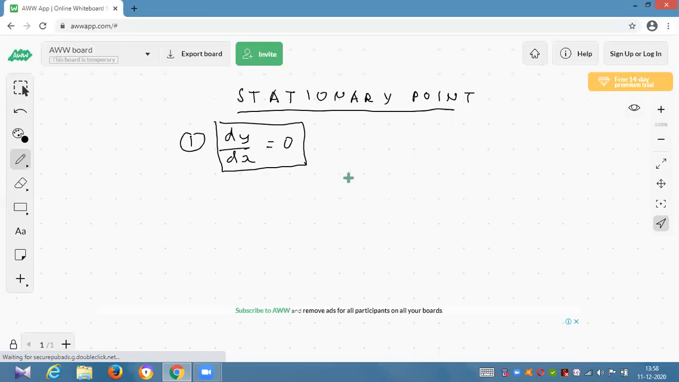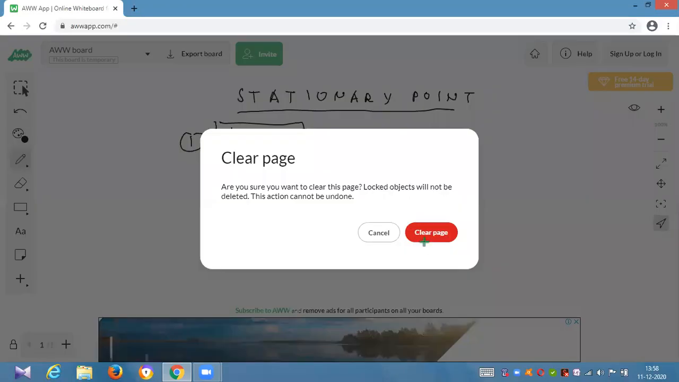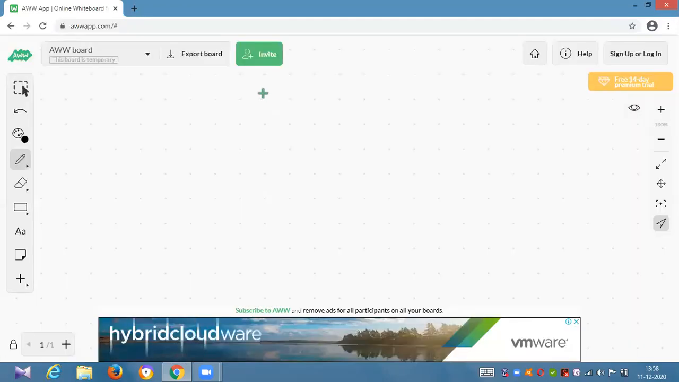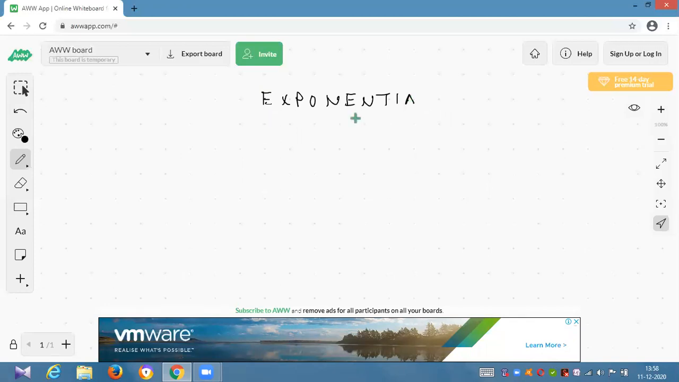Now, there are other forms of differentiation also. A couple of the forms are known as exponent form, that is, exponential differentiation. So the form of exponential differentiation is, if y is given as e to the power x, then the derivative of that with respect to x is also e to the power x.